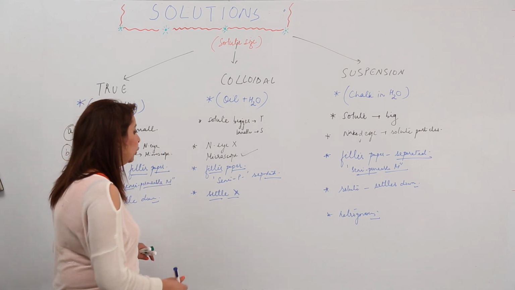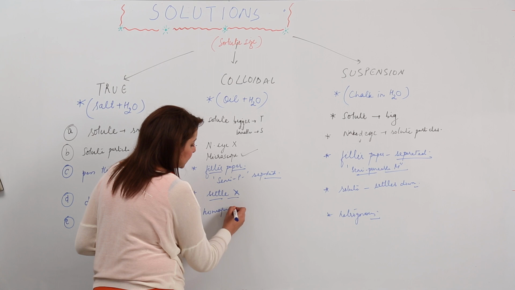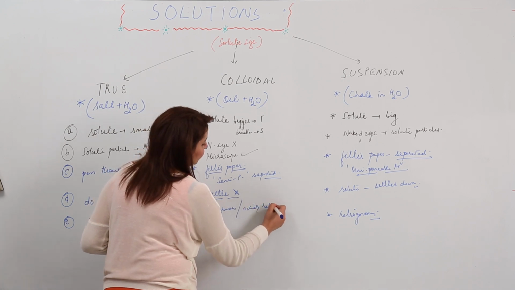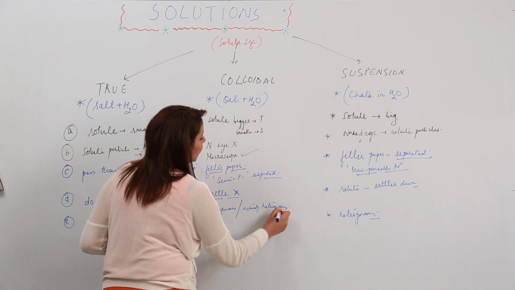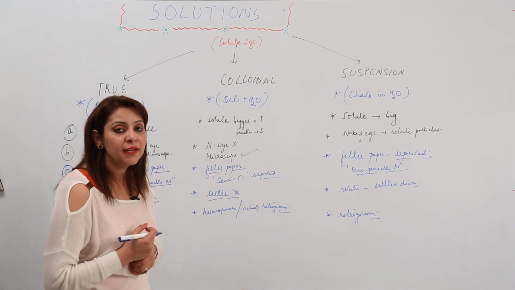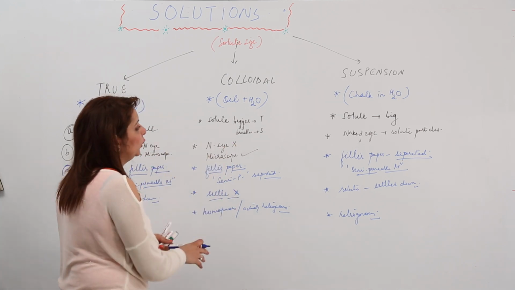We get to see the different particles existing in the same solution. And when I talk about colloids, they appear to be homogeneous, they look homogeneous, but actually they are heterogeneous, because when we look through a microscope, we can see those particles separated from each other in a different phase. So that means they exist as a colloid.